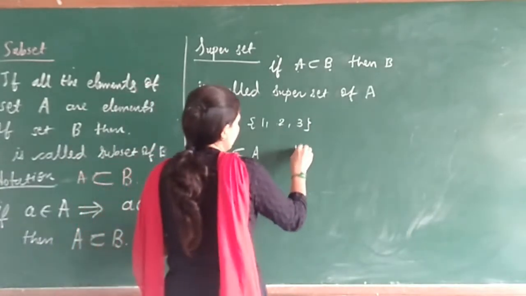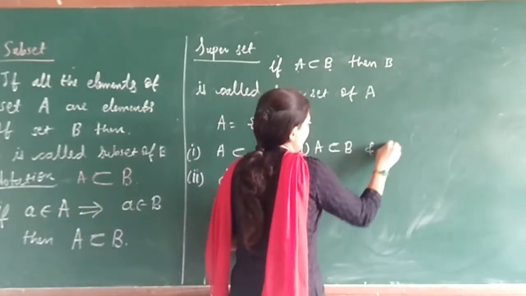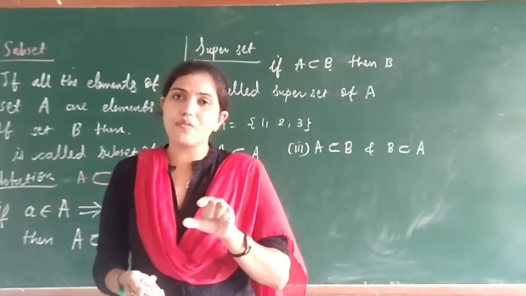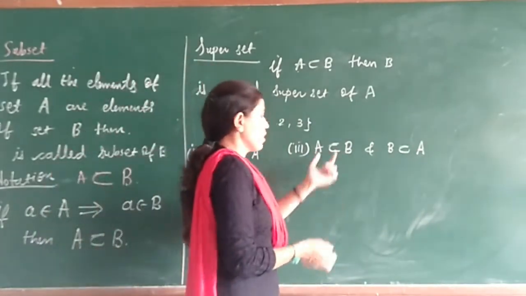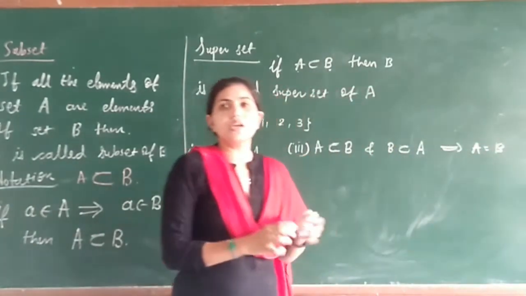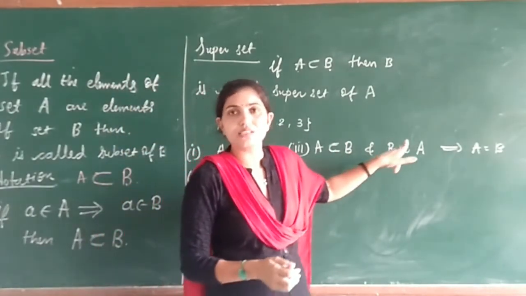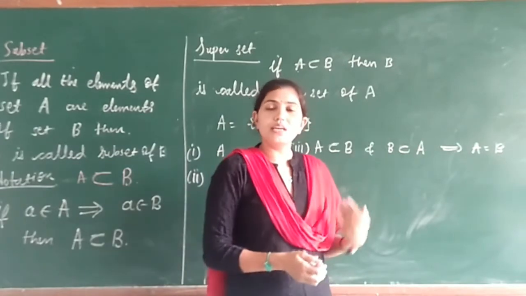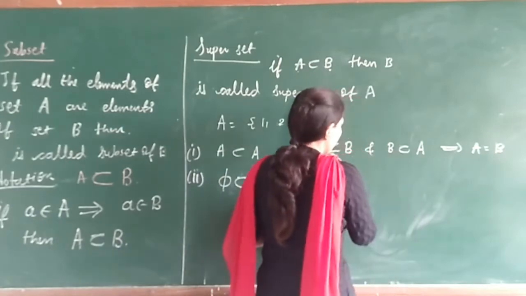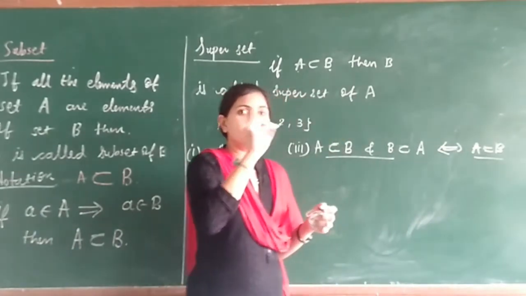Third, I am going to write this. Now A is a subset of B and B is a subset of A. This will also be possible when A is equal to B. When A and B are equal sets, then and only then A is a subset of B and B is a subset of A. Similarly, if A and B are equal, then this condition will hold. So this statement is being proved from both sides. So it is called double implication, if and only if.